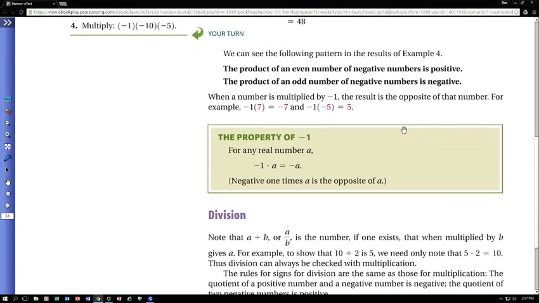Well, then they give us this property of -1. It says for any real number a, -1 times a is a negative a. Or to say it in English, -1 times a is the opposite of a. I can say that in another way in English. -1 times a is the additive inverse of a. Okay? Because we talked about that before. Additive inverses and opposites are the same. So really, this is that third part that I was talking about in addition, subtraction. It's pretty good to understand that this way.